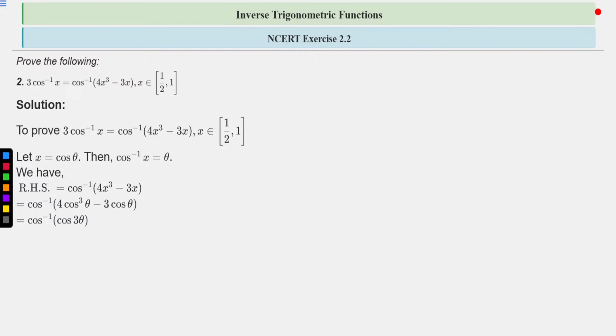Now we can write cos inverse cos 3 theta as 3 theta, right? Got it? Now, our theta was cos inverse x, so 3 theta we can write as 3 cos inverse x, which is equal to the left hand side, LHS.